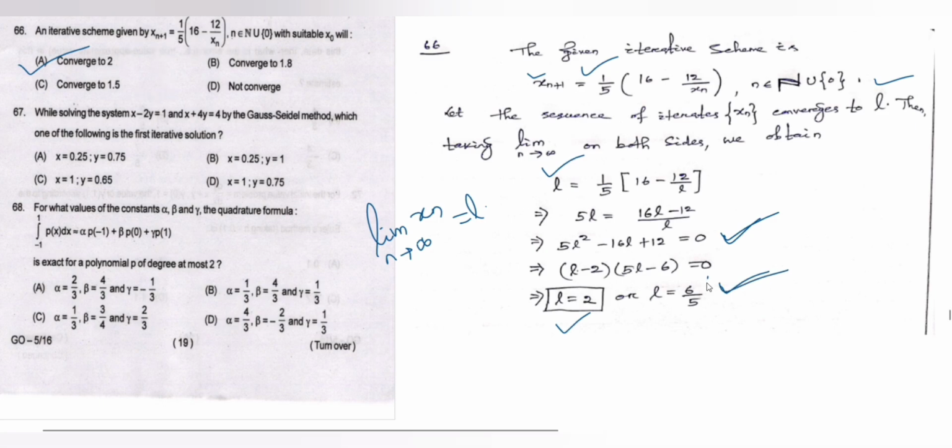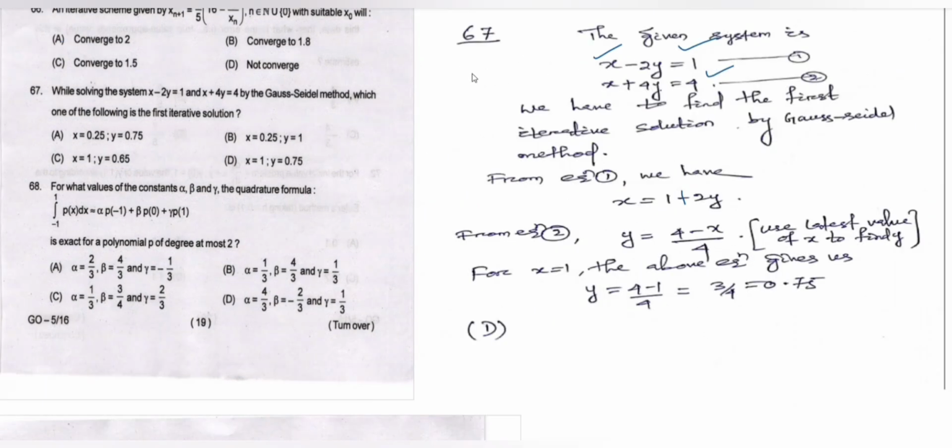Here you can see we have another value of L, that is 6 by 5. However, the given iterative scheme does not converge to this value because it does not satisfy the convergence condition of the fixed point iteration method in any interval containing this point.